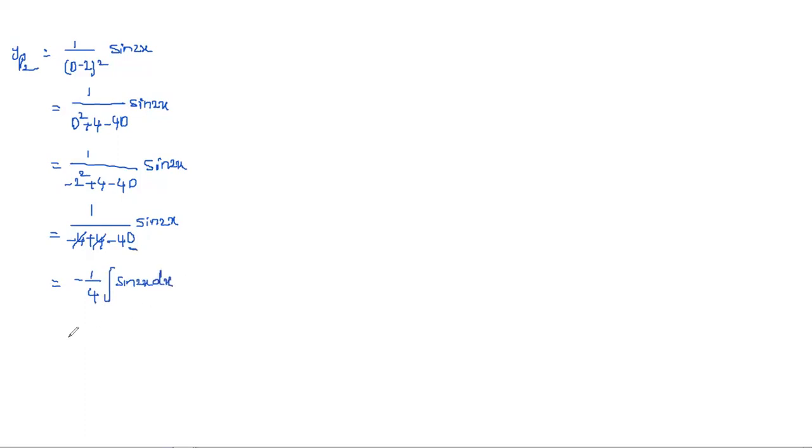Integral sin 2x dx. So this is equal to minus 1 by 4 into sin 2x, integration of minus cos 2x by 2. So this is nothing but minus into minus plus, so cos 2x by 8. This is yp2. Next, yp3.